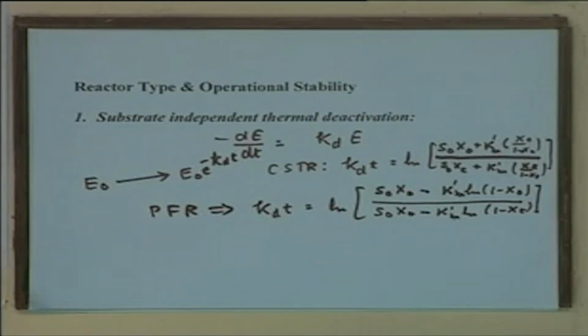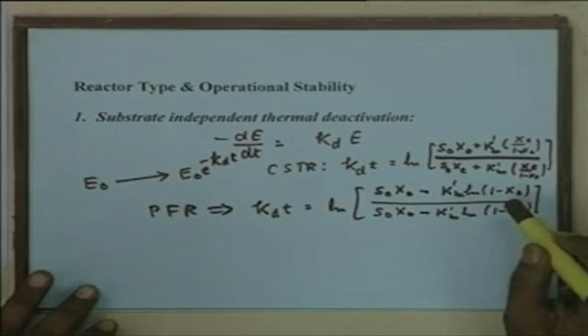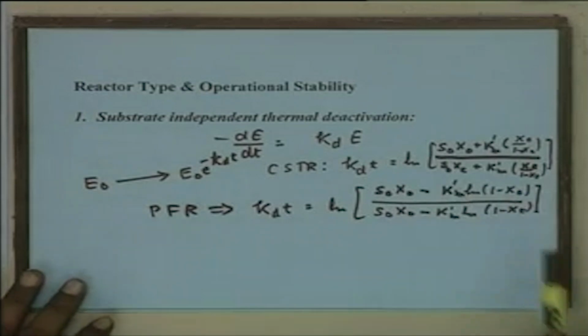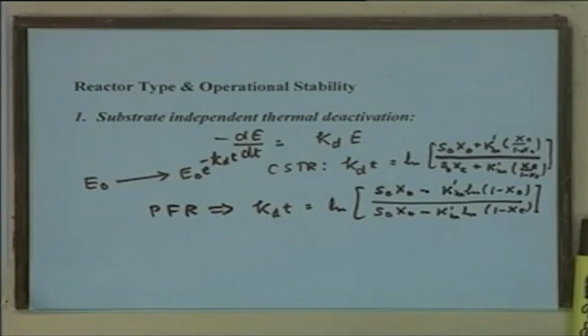Then the xt value in the two cases after the elapse of time t will be different, and the output of the plug flow reactor essentially will decrease much faster with time than in the case of CSTR. You can check that when you put down some arbitrary values. In the case of PFR, for a substrate independent thermal deactivation, the fractional conversion after time t will decrease much faster than in a CSTR.